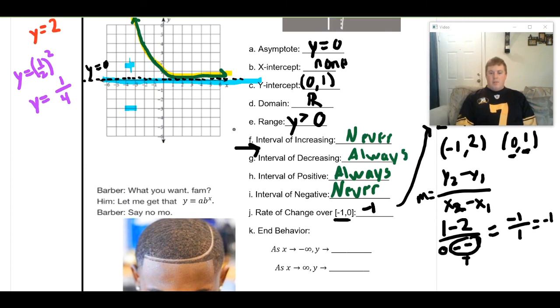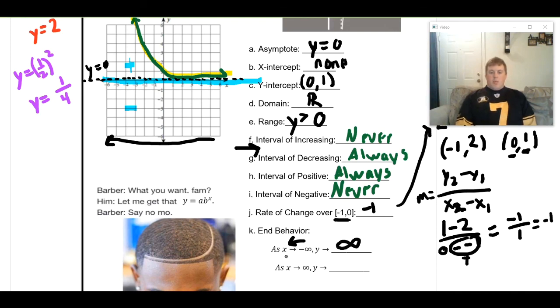Finally, on our end behavior, we're looking at x approaching -infinity. So as x moves to the left, we want to know what's happening to y. Going from right to left this time, since we're moving towards -infinity, we can see that if we were tracing this, our graph is going to go up forever towards y being positive infinity.